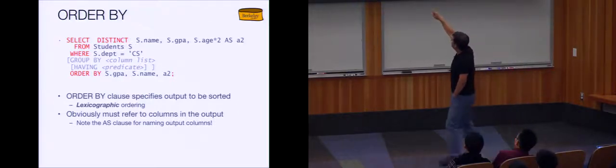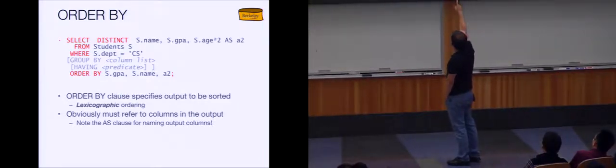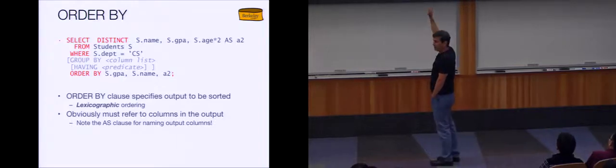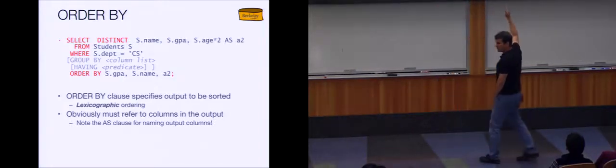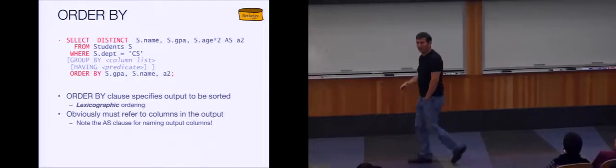But the lexicographic thing means we're going to sort by GPA, and if there's ties on GPA, we're going to sort by name. And amongst the ties on GPA and name, we will sort by this expression A2. So this lexicographic ordering means you sort by the attributes in order, and then you break ties by looking at more attributes going right. Does that make sense? That's what the dictionary does with letters, right?